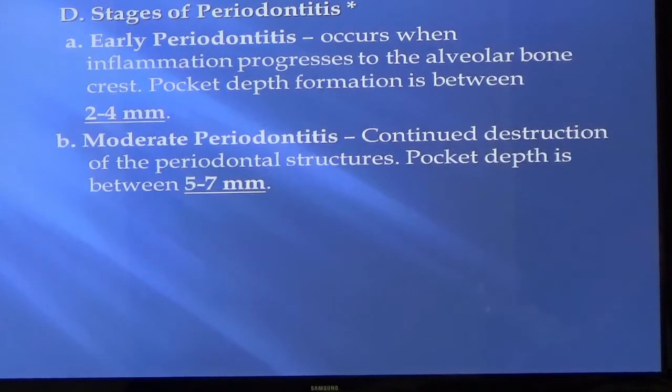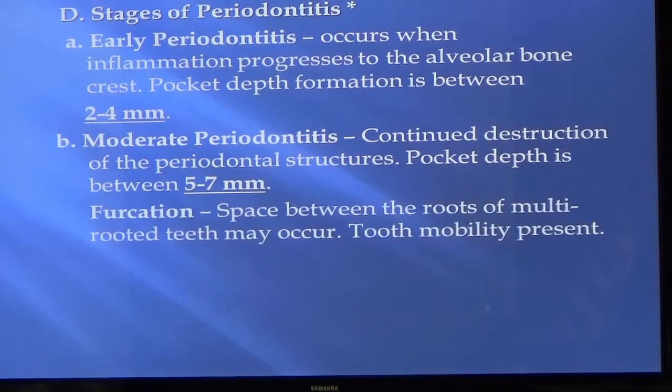Moderate periodontitis, we've got continued destruction of the periodontal structures. Pocket depth is between 5 to 7. Okay, so 2 to 4 is early, 5 to 7 is moderate. And then the furcation, who remembers what the furcation is? You've got bifurcation on the bottom, trifurcation on the top. It's where the tooth roots split.